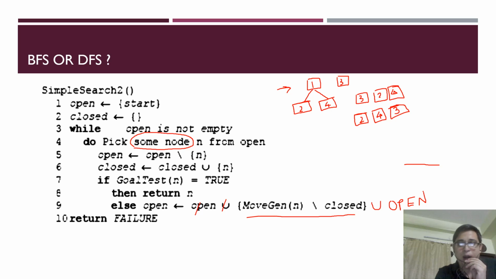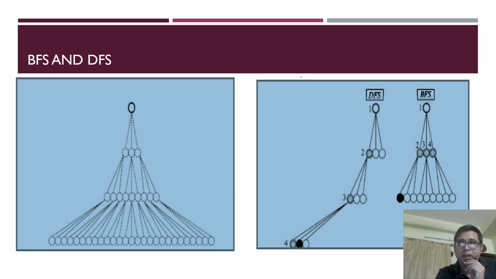And here what you are assuming is that the head of the data structure is being picked up. So you can use stack and queue appropriately for storing these elements. All right, so now let's again pictorially look at BFS and DFS.